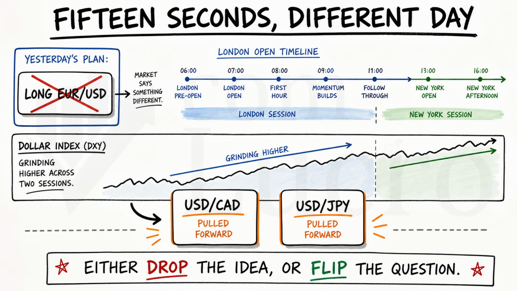Let me make it concrete. It's the London Open. You check the index first, and the dollar has been grinding higher for 2 sessions. Your plan said long Euro USD, because you liked the look of it yesterday afternoon. The index has just told you that idea is swimming against the current. So either you drop it, or you flip the question and ask which pair actually benefits from a strong dollar. USD CAD, USD JPY, and you go look there instead. Same 15 seconds, completely different day.